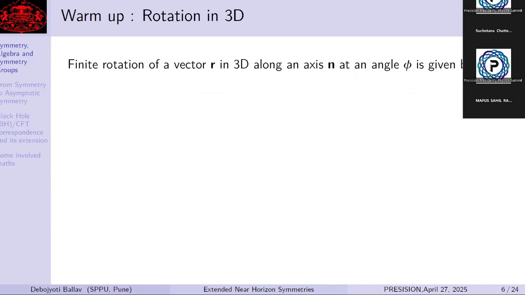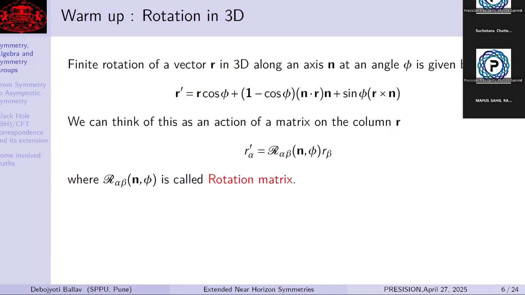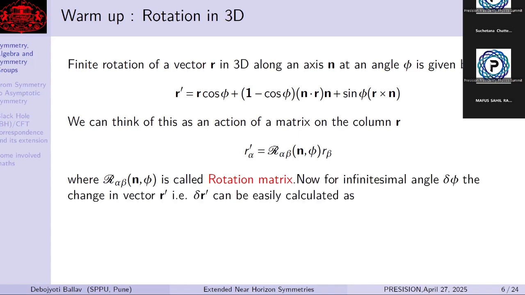If I have a vector r in 3D, and rotate it along an arbitrary axis n by a finite angle phi, then the finite rotation formula, as we see in classical mechanics, is given by this formula, which is the typical finite rotation formula we know from our study of classical mechanics. Now, this formula we can think of as the operation of a matrix, called the rotation matrix, on that vector r. So the application of the rotation matrix rotates the vector r to some r prime direction.